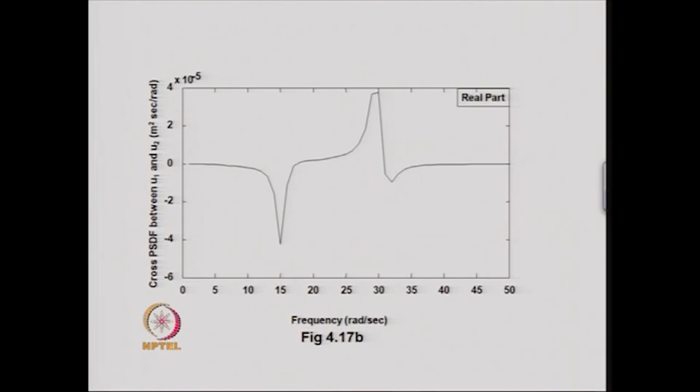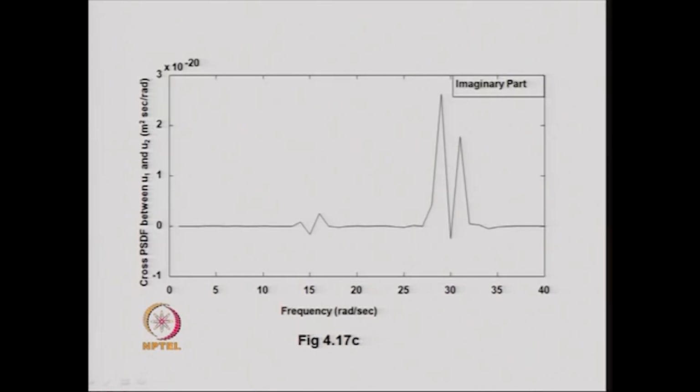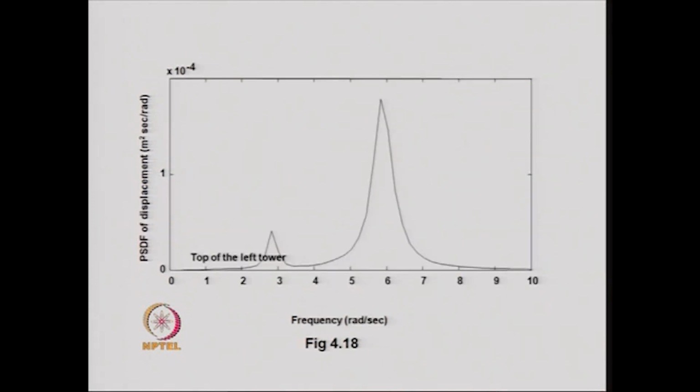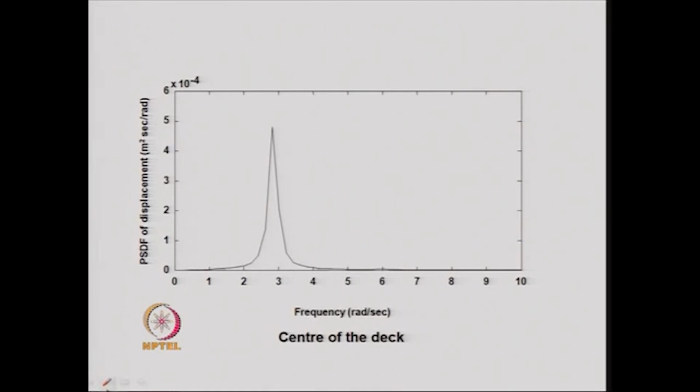This shows the cross power spectral density function between any two displacements, that is between u1 and u3, and for this cross power spectral density function, the real part is this and the imaginary part is this. As we know, the cross power spectral density function is generally complex in character, therefore, it has a real part and an imaginary part, and this shows the power spectral density function of the top of the left tower, and this shows the power spectral density function at the center of the deck.